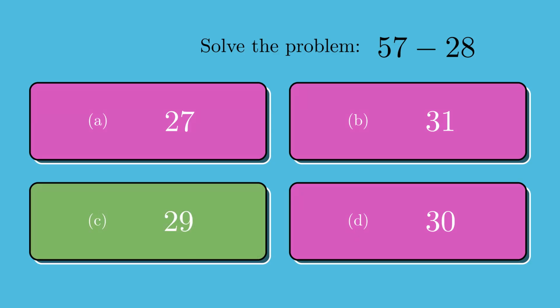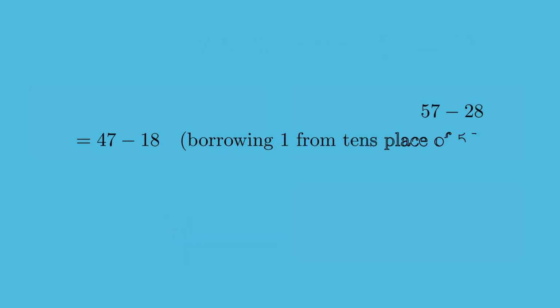Correct answer is C. We begin by subtracting the digits in the ones place, which gives 7 minus 8. As we cannot subtract a larger number from a smaller one, we borrow 1 from the tens place in 57. Now our subtraction becomes 17 minus 8, which equals 9. Next, we subtract the tens place minus 1, since we borrowed 1, which becomes 4 minus 2, equaling 2. Combining the results, we get 29. Thus, the correct answer is 29.